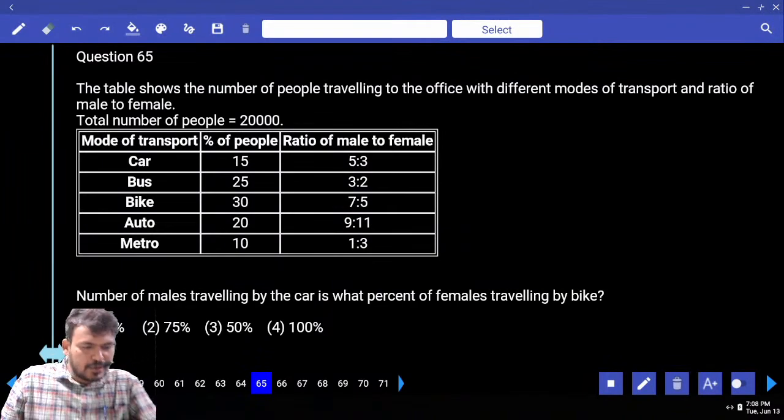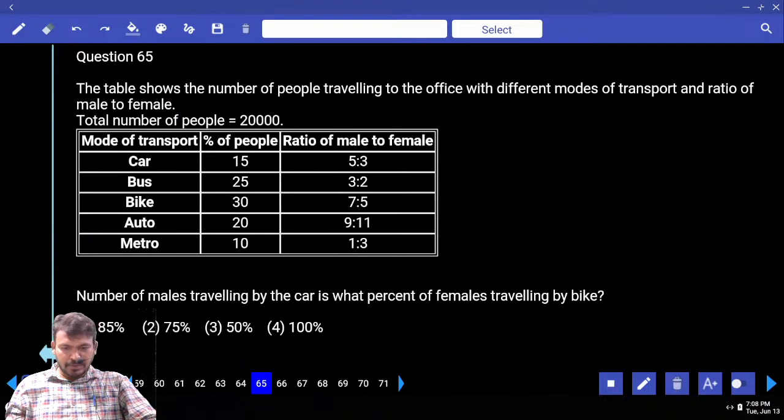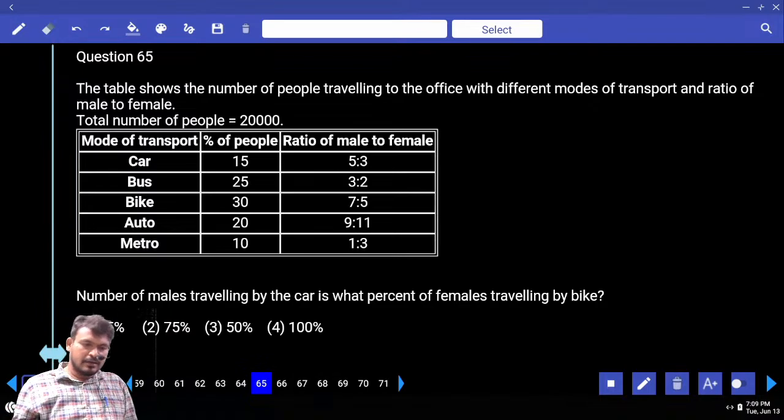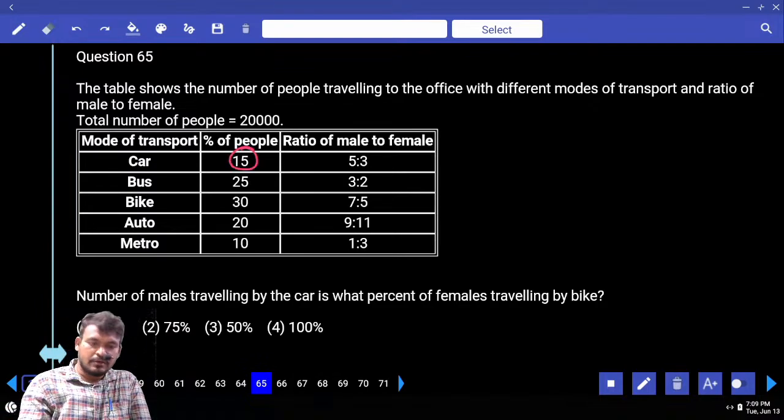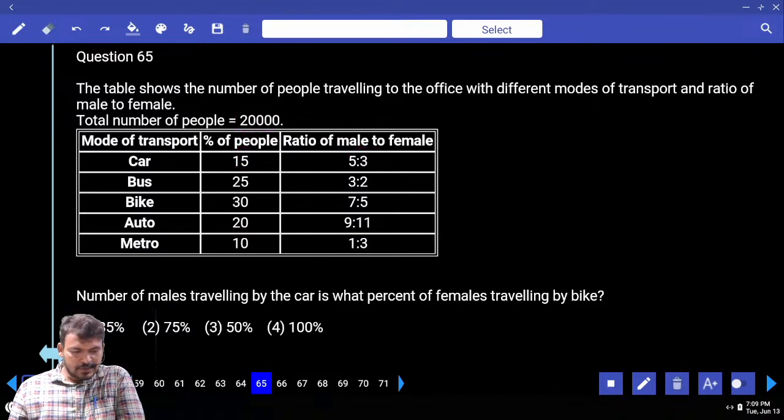Total number of people is given as how much? 20,000. The table shows the number of people traveling to the office with different modes of transport and the ratio of male to female. And car, how much percent? 15%. 15% of which one? 20,000. In that 15% of 20,000, what is the male and female ratio? 5:3. Everything is given. And what is the first question? Number of males traveling by car is what percentage of the females traveling by bike?